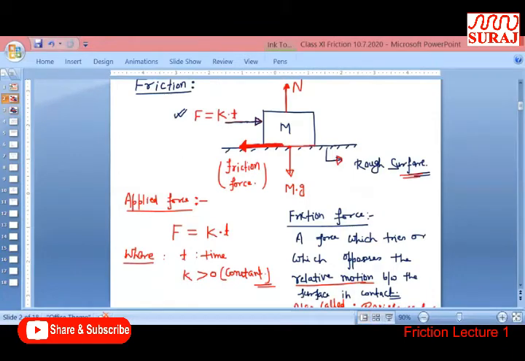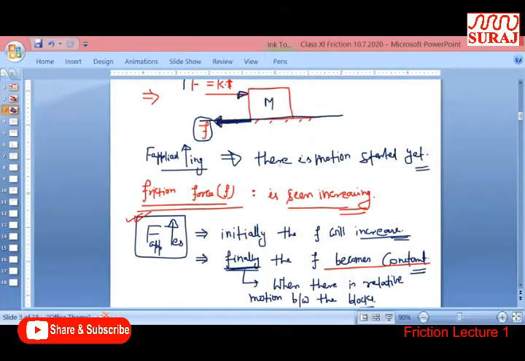Okay. Theoretically, what happens when we apply a force? Block tries to move, but because of surfaces being rough, the block's relative motion is being opposed by the surfaces in contact. Then as the force is increased, there is no relative motion started yet. It means what? The friction force is seen increasing practically. And finally, I have written the conclusion here.